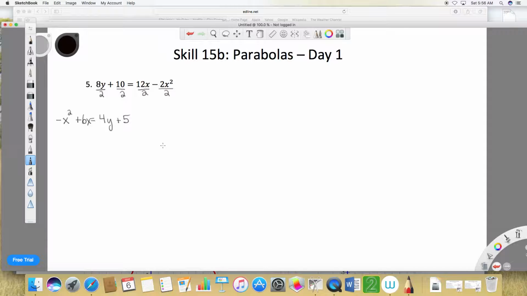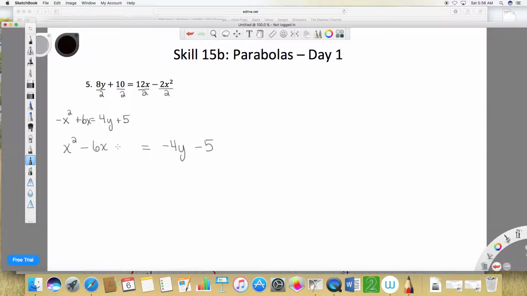Well, I like to have my leading coefficient of x squared being positive when I complete the square, when I try to factor it. So I'm going to change the sign of every term on both sides of the equation. I'm going to make this x squared minus 6x. I'm going to leave myself some room so I can complete the square. And then I'm going to turn this into negative 4y minus 5.